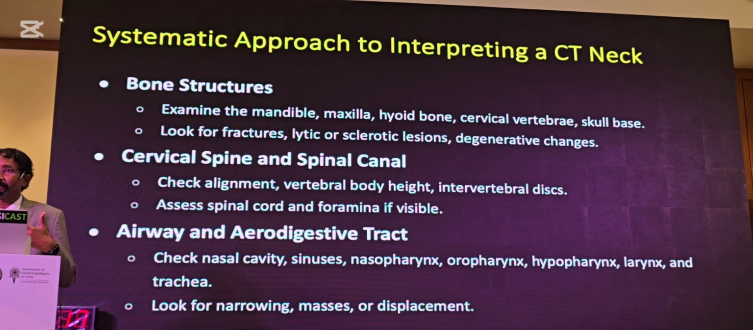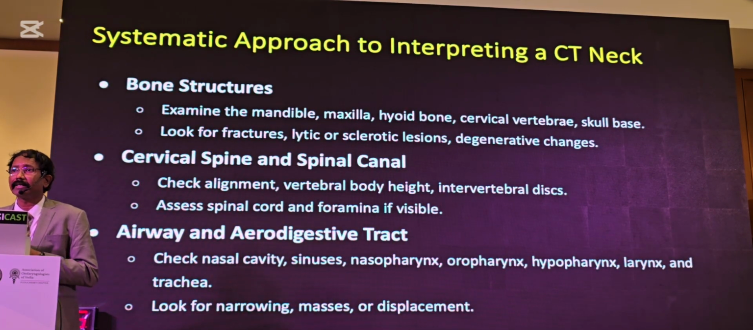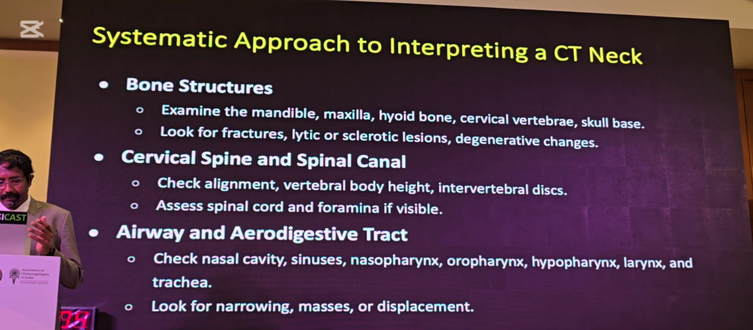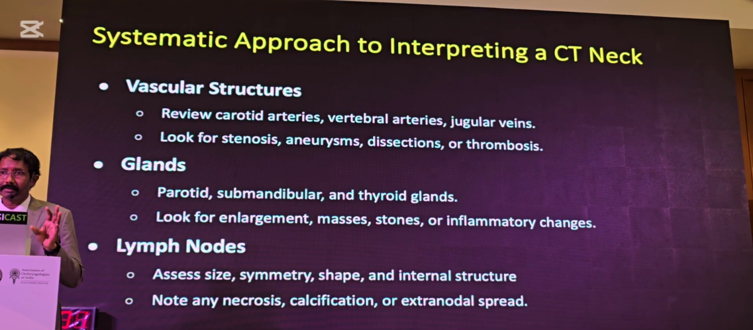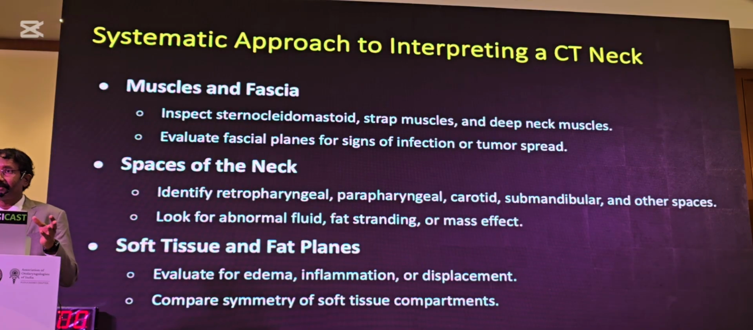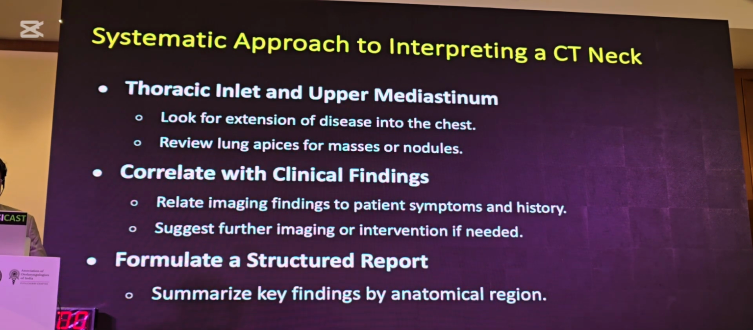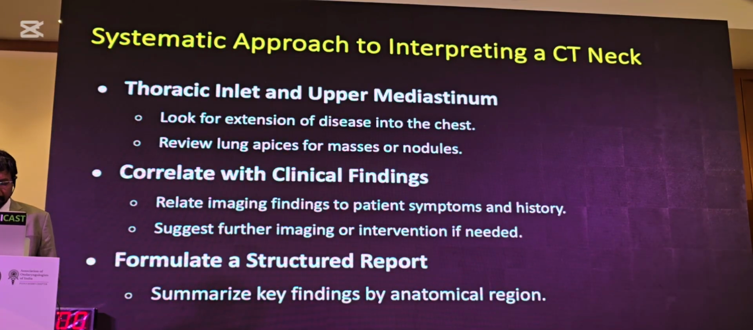Then see the cervical spine and cervical canal, whether there is any osteophyte which is blocking the esophagus, cervical esophagus, so all those things you have a look. And then look for the airway and aerodigestive tract, and then see the vascular structures, then visceral glands, and then finally the lymph nodes. And muscles and fascia and various spaces, soft tissue and fat planes in there. And then look for the thoracic inlet and upper mediastinum, the last. And then correlate with the clinical findings and formulate a structured report.